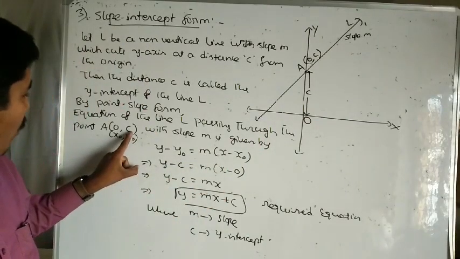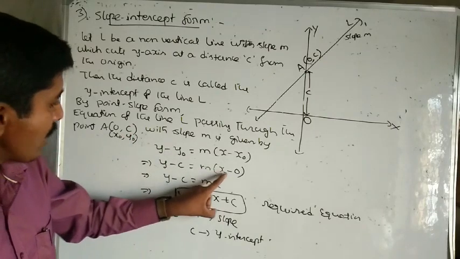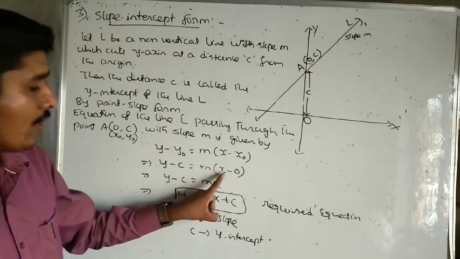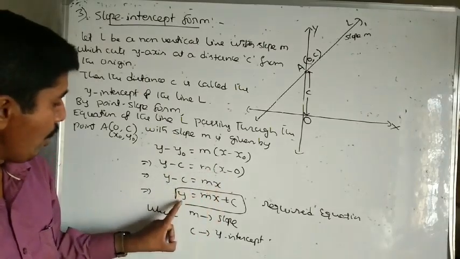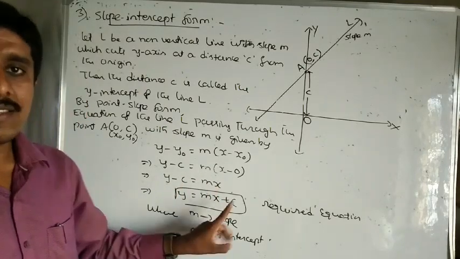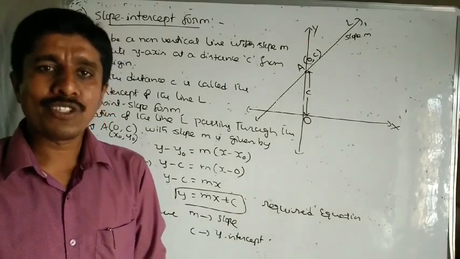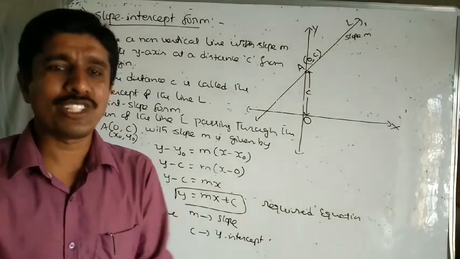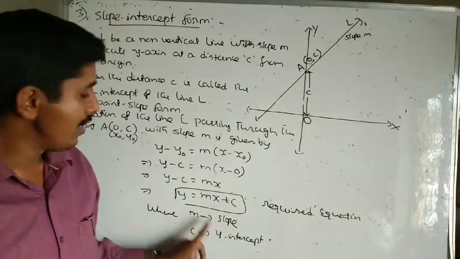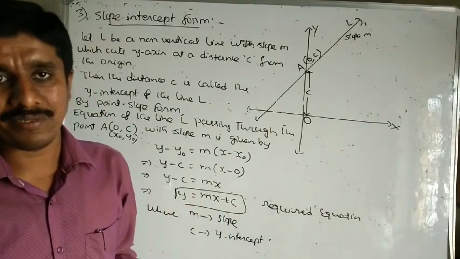Clearly here y0 equal to c, x0 equal to 0. Substitute: y minus c equal to m into x minus 0, which is x. Then y equal to mx plus c, taking it to the right side. This is the standard equation of the line, y equal to mx plus c, in slope-intercept form. Here m is called the slope of the line, c is the y-intercept, x is the x coordinate, and y is the y coordinate. That's it. Got it.